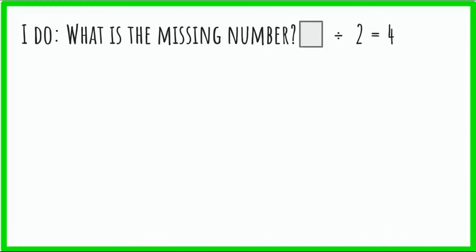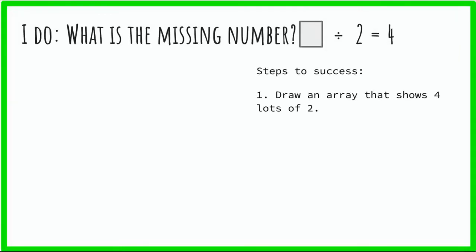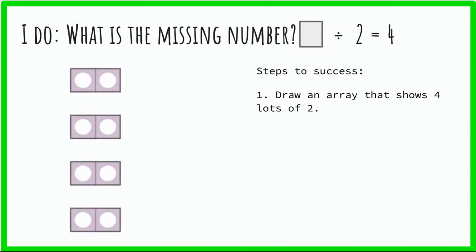Okay, now we're going to have a look at how to solve missing numbers for division. So what is the missing number? I've got something and I'm going to divide it by 2 and it gives me the answer of 4. So the first thing I'm going to do is draw an array that shows 4 lots of 2. So I've got 1 lot of 2, 2 lots of 2, 3 lots of 2, 4 lots of 2.